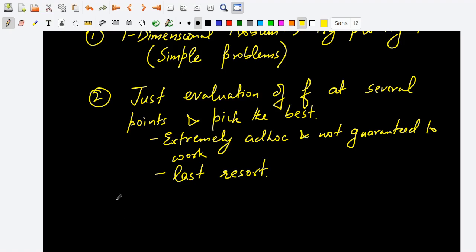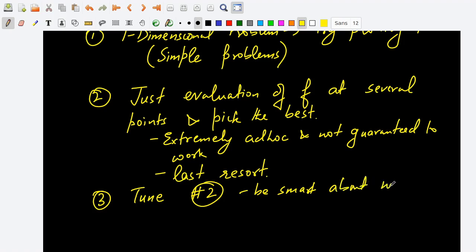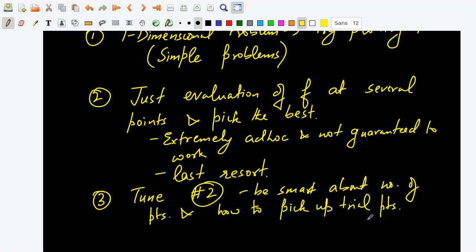And then you can tune the procedure in number 2 and be smart about the number of points. But again, this is still quite ad hoc, a little less ad hoc than number 2, but still pretty ad hoc and not guaranteed to work.